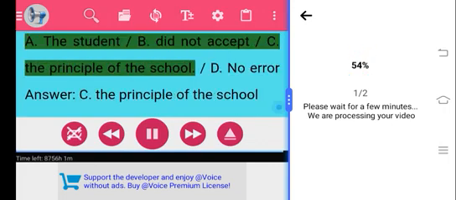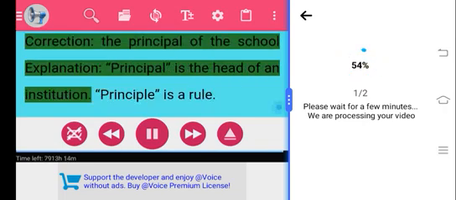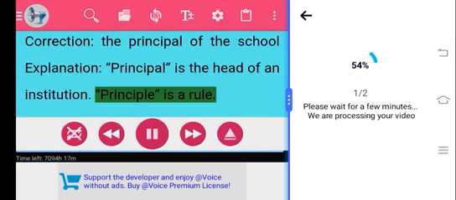Book: SSC previous year questions with answers. Q1. SSC CGL 2020. The student did not accept the principal of the school. D, no error. Answer: the principle of the school. Explanation: principal is the head of an institution. Principle is a rule.